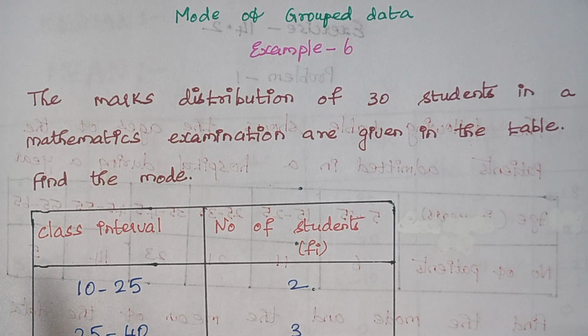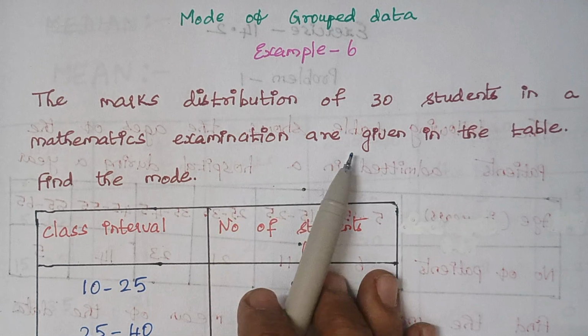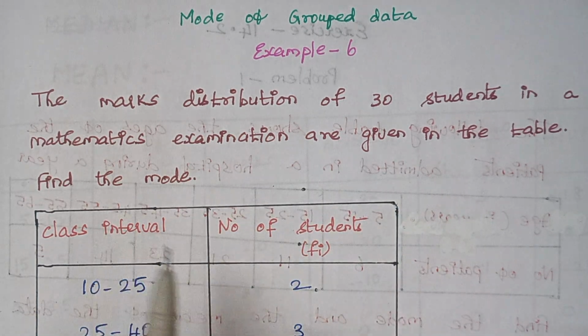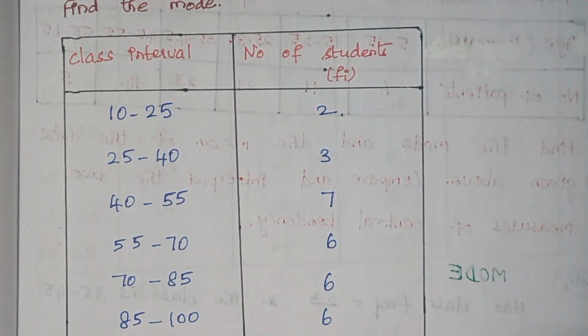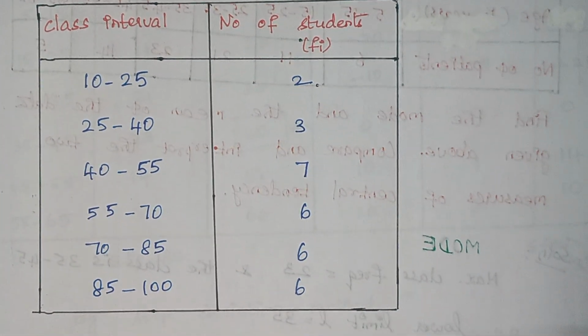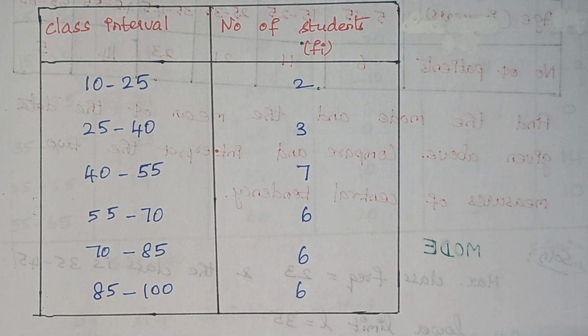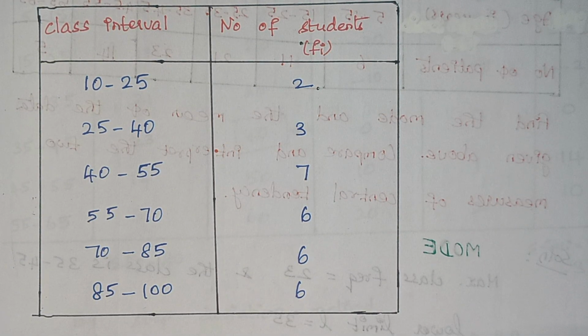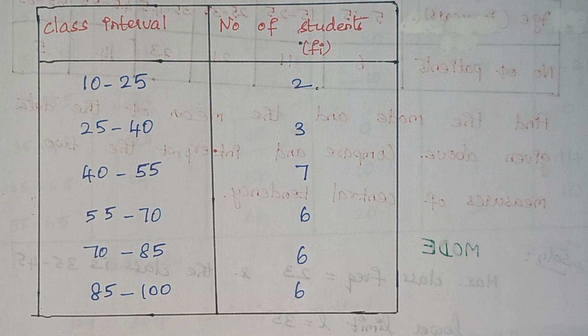Example 6. The marks distribution of 30 students in a mathematics examination are given in the table. Find the mode. So here these are all the data which are given. Now again we have to find the mode. So as usual the base thing here is it is very easy for us to calculate the mode. So first you have to find the maximum frequency.